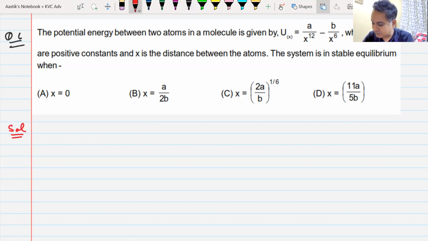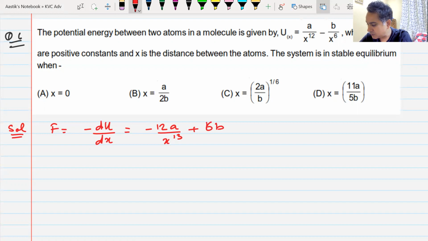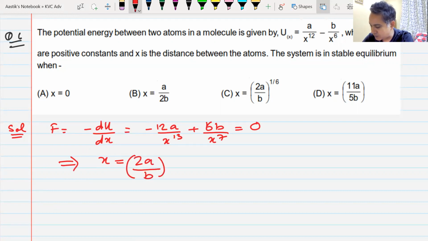How are we supposed to solve this? We find force, which is the negative derivative of U by x. Oops, I have written u by u. So find the derivative. What is the derivative coming to? Minus 12A divided by x raised to the power 13 plus 6B by x raised to the power 7. This has to be equal to 0. Yes or no? From here, you can find out the value of x. What is the value of x coming as? (2A by B) raised to the power of 1 by 6.